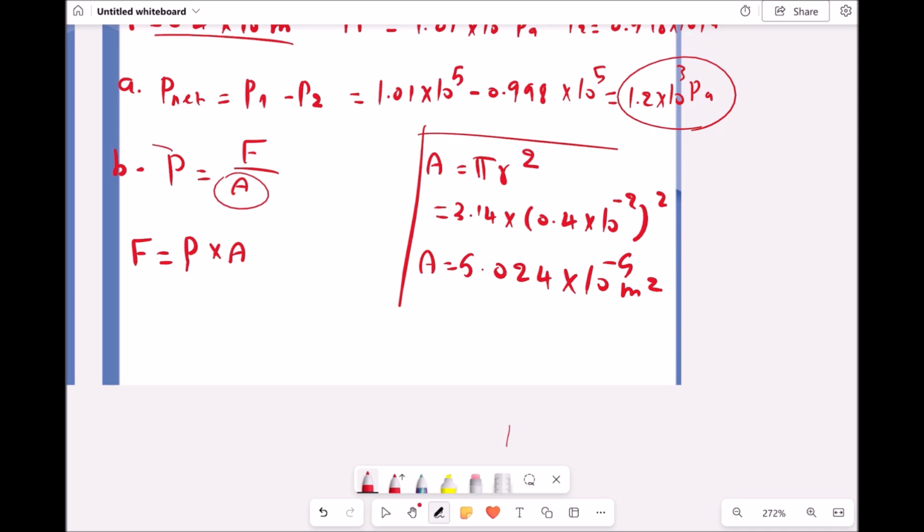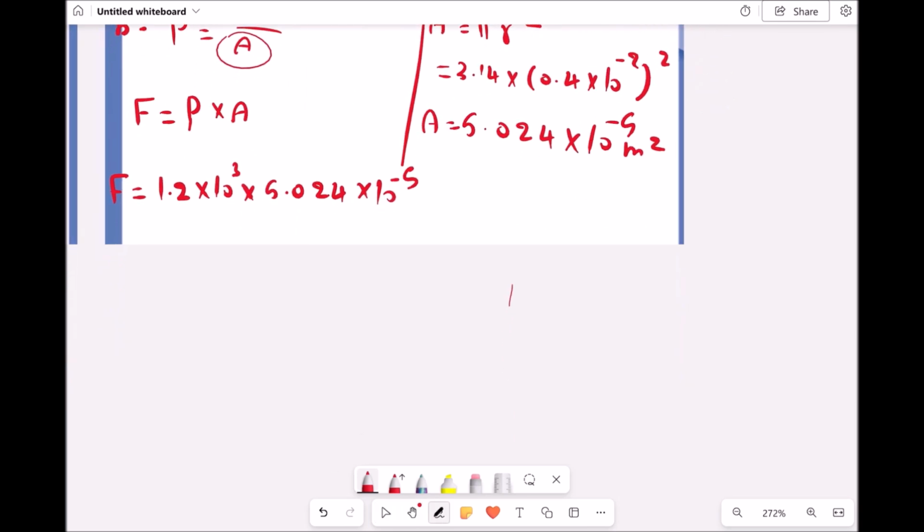Now F will be what? F will be 1.2 times 10 to the power of 3 multiplied by area, which is equal to 5.024 times 10 to the power of minus 5. Now the final result will be what? Let's multiply this. 1.2 times 10 to the power of 3. You have 0.0602 Newton.